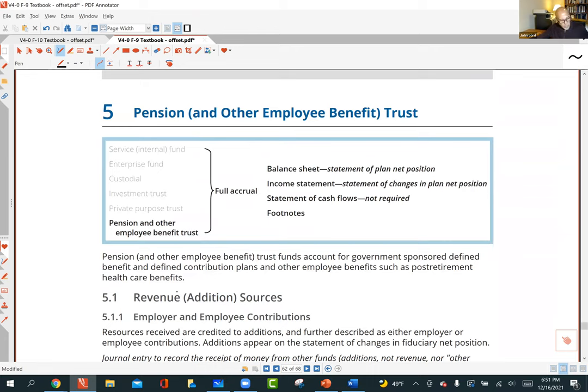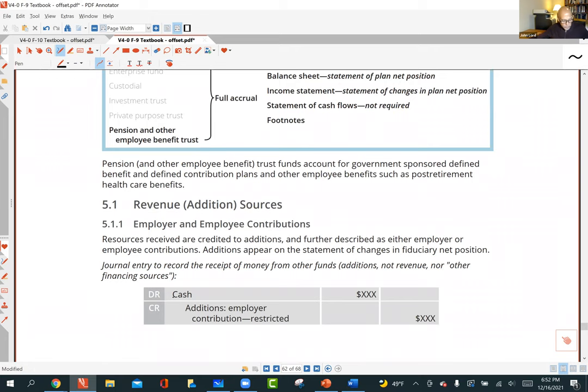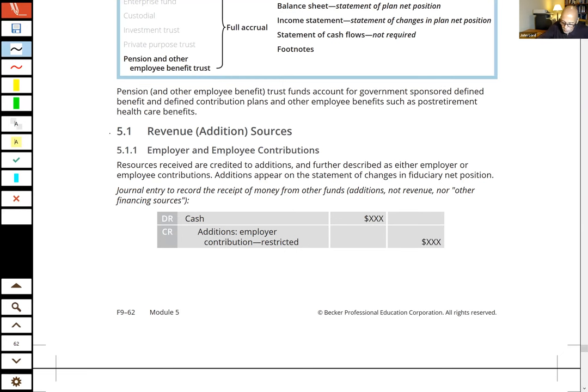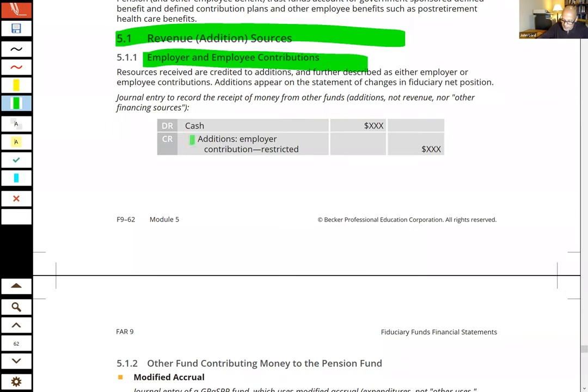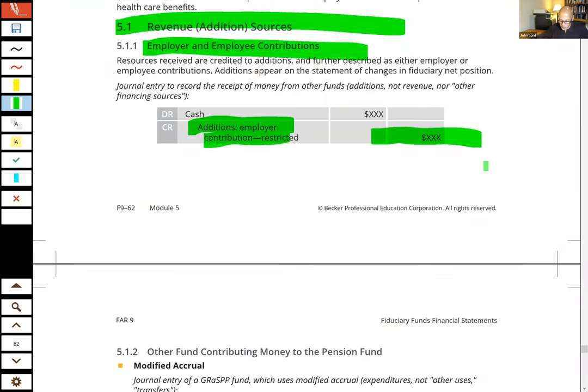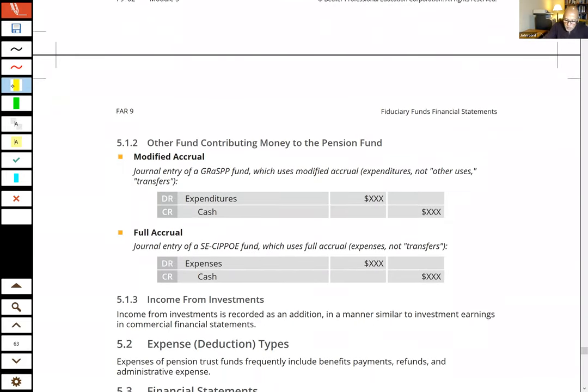Okay. Now, when you look at pensions, the thing that is interesting to me is the way they ask questions about pensions. They will often ask about the revenue of the pension fund, which is called additions. For all the fiduciary funds, revenues are called additions. And you'll have the employer and employee make a contribution, and that's seen as an addition. But most of the time, the questions that they ask are about the contributing fund's accounting, not the pension fund itself. So be careful, make sure you understand what fund they're asking you the information for. Usually they're asking you for the contributing fund.